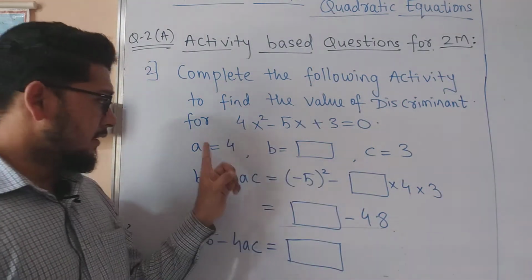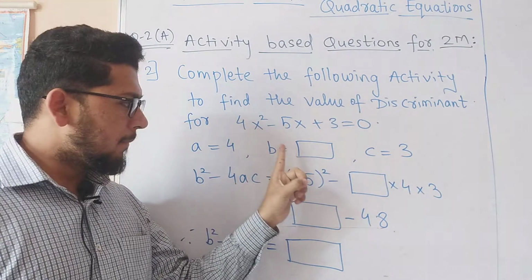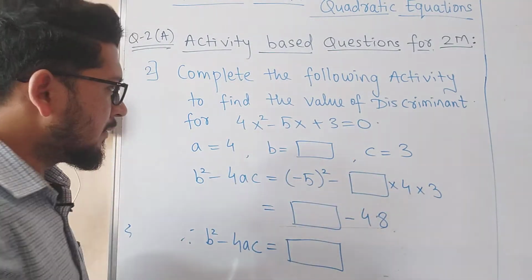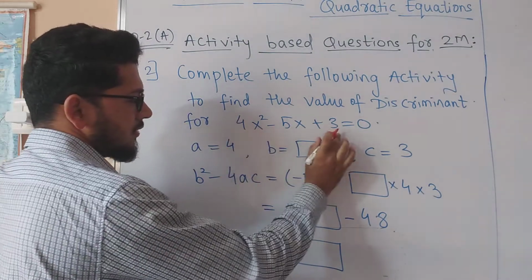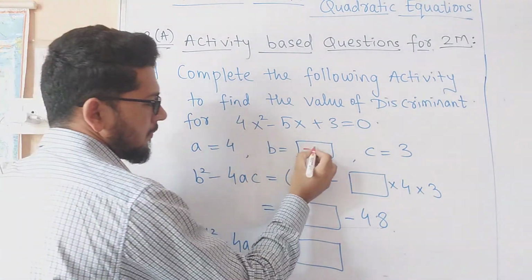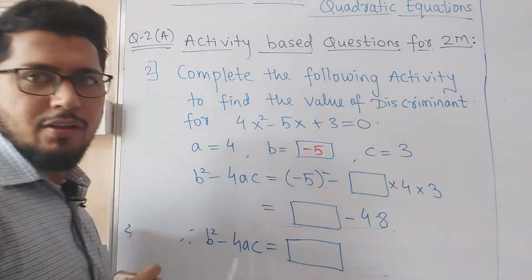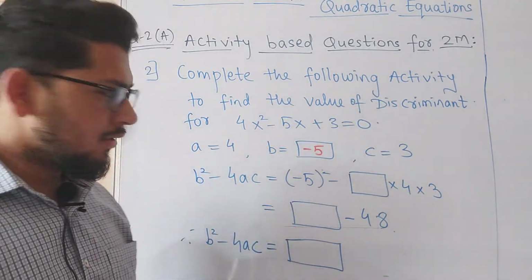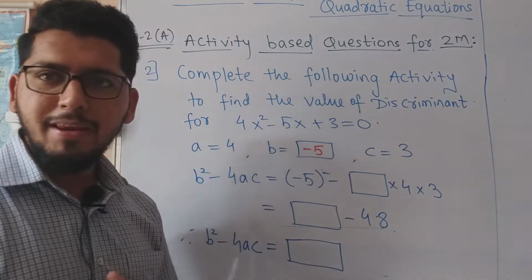Okay, and here the value of a is given as 4, b is empty, and c is given as 3. We have to write the value of b. So what will be the value of b from this equation? A is 4, so the value of b will be minus 5. C will be 3. Yes or no? So we have to write the value of b as minus 5.